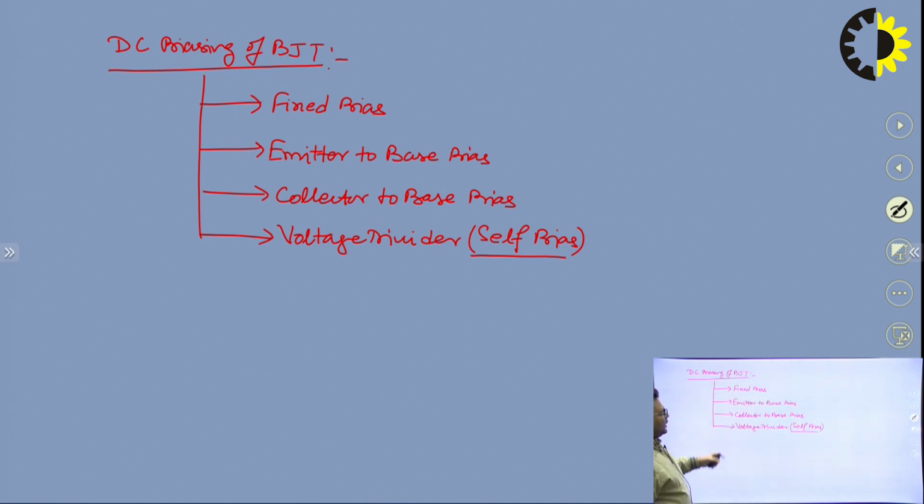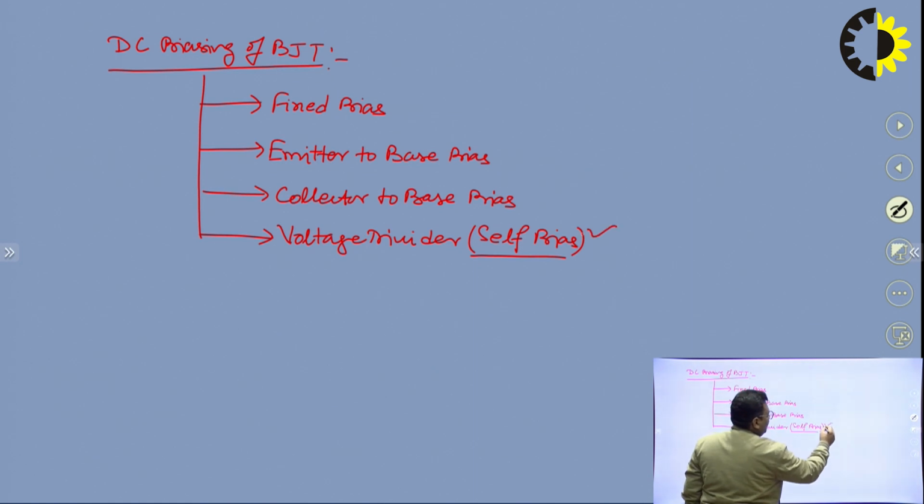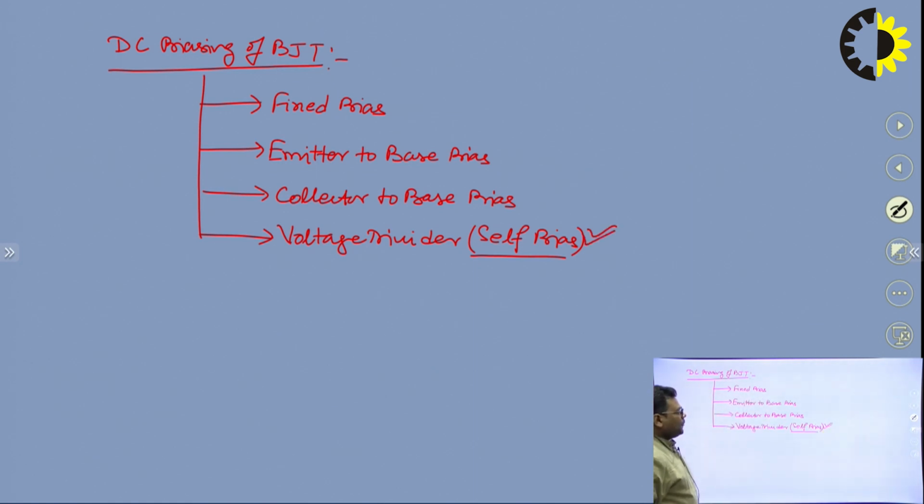So out of these 4 methods, voltage divider is the highly stable one, because the lower the stability factor, the higher will be the stability. So the stability factor we will get for this voltage divider is lower as compared to the above 3 methods, right? So we will calculate one by one. First of all, we will start with fixed bias.